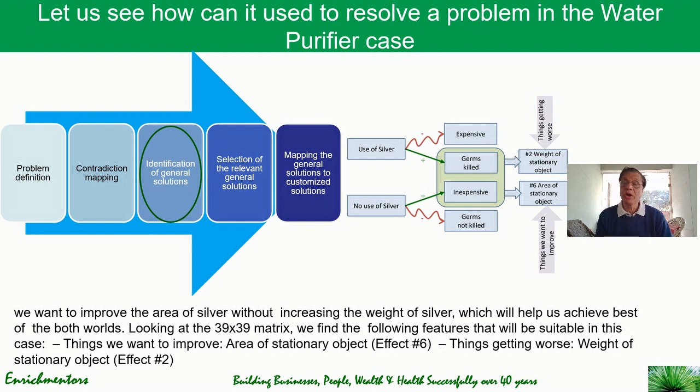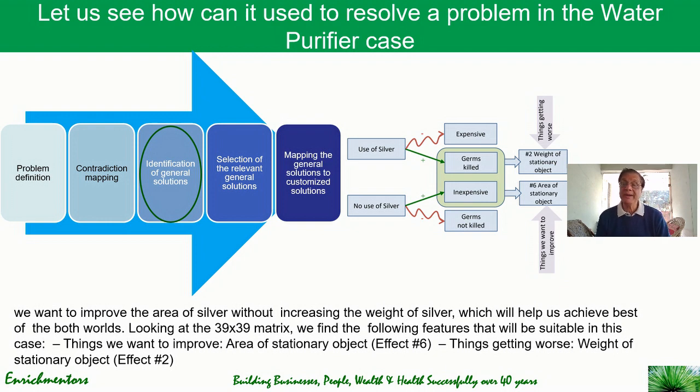So we find two contradictions, two parameters in the 39 by 39 table. The parameter number 2 says weight of the stationary object. So silver being used in this is a stationary object, and what we want to do is reduce the weight of silver, right? So that number 2 becomes relevant.